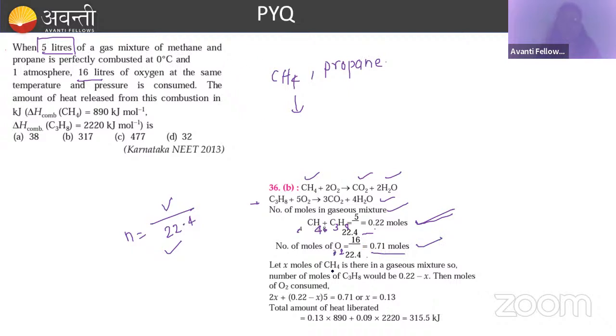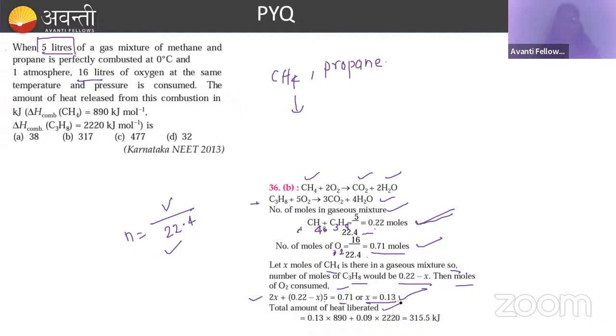Okay, so let X moles of methane be there in the gaseous mixture. So number of moles of propane will be what? 0.22 minus X. Then moles of O2 consumed will be 2X plus (0.22 minus X) into 5 is equal to this much. So what will be the value for X? X का value आ जाएगा 0.13. So this is 0.13 for methane.